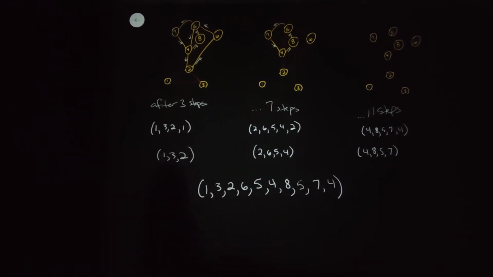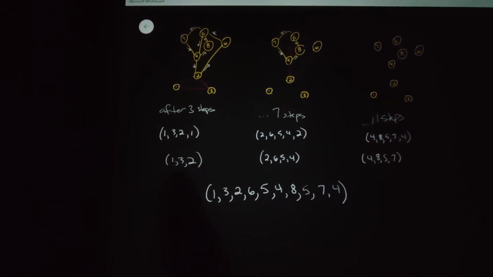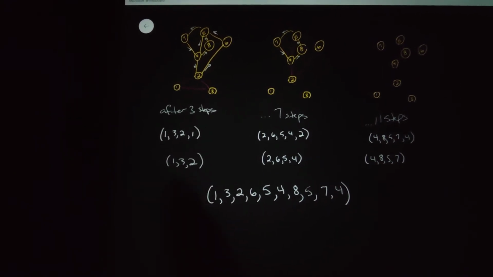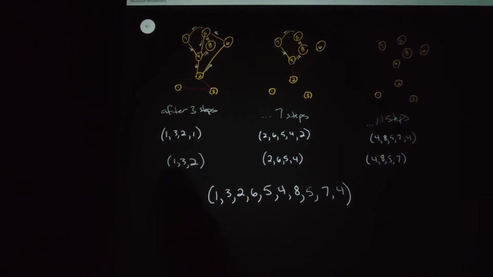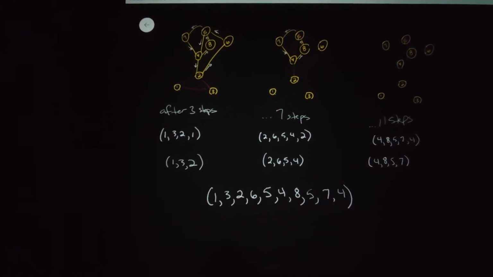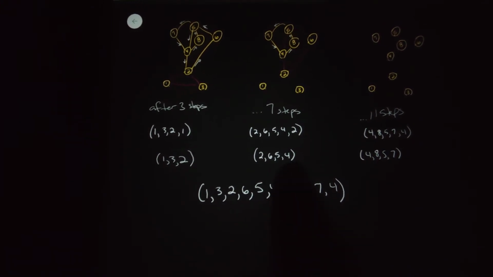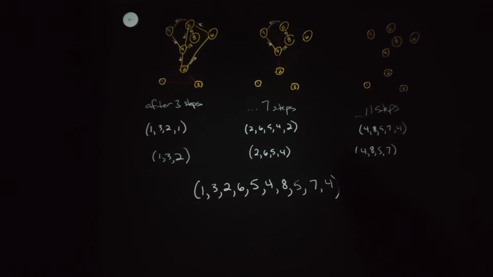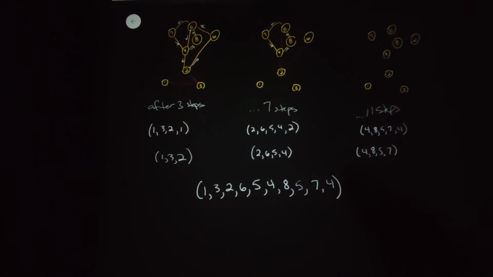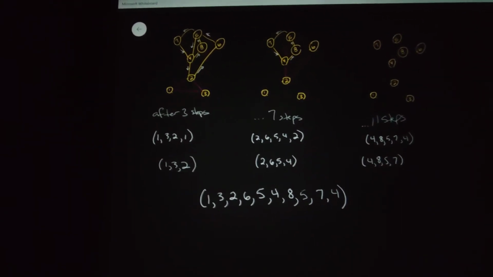Keep in mind how this cycle is formed based off of the orbits of these cycles from before. 1 goes to 3, 3 goes to 2. 2 goes to 6 in this next one. 2 goes to 6, 6 goes to 5, 5 goes to 4. 4 goes to 8 here. 8 goes to 5, 5 goes to 7, 7 goes to 4. And we complete the cycle. Well, we will traverse the graph.